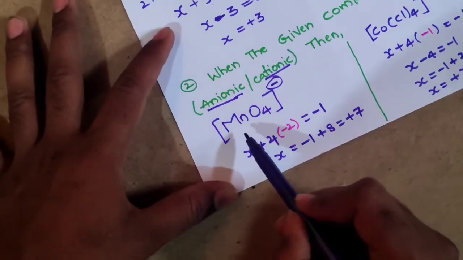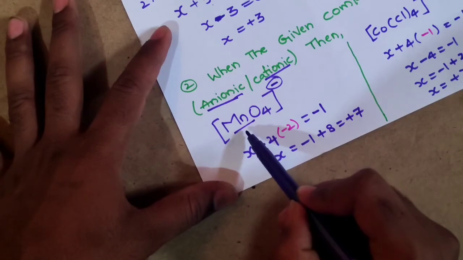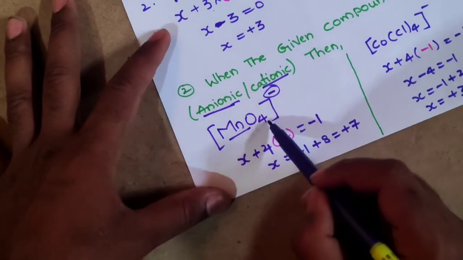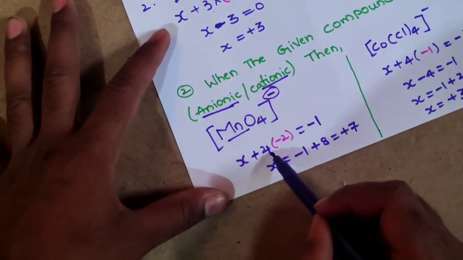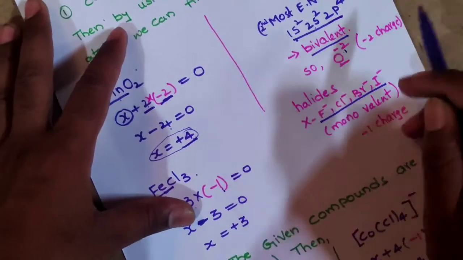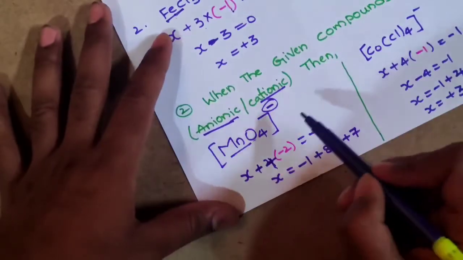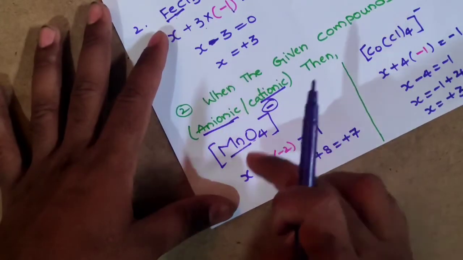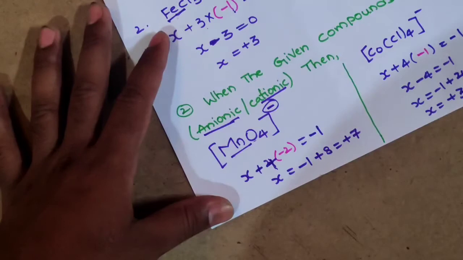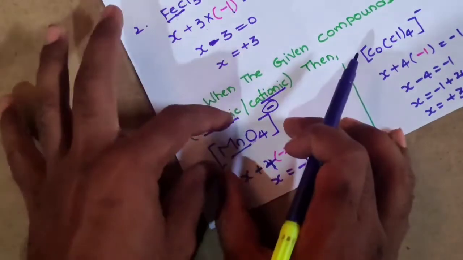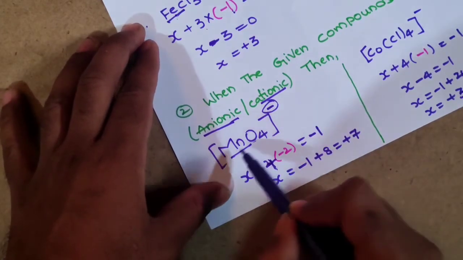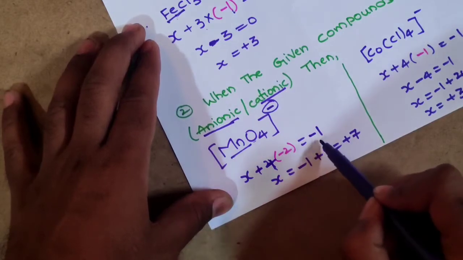Here the first step is just to consider the oxidation state of the particular metal atom as X, and we have 4 oxygen atoms. So 4, I have written here 4, and each oxygen atom is -2. I already said how the charge is -2, and then we have to equate this total to the charge present on the overall compound. Here for this particular complex we have a -1 charge on the overall sphere, so I equate it to -1.